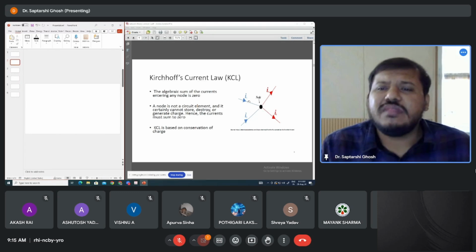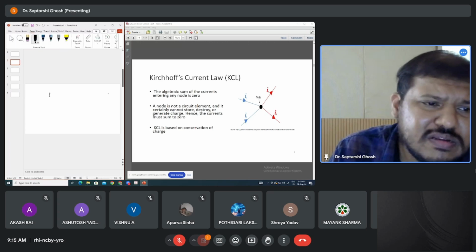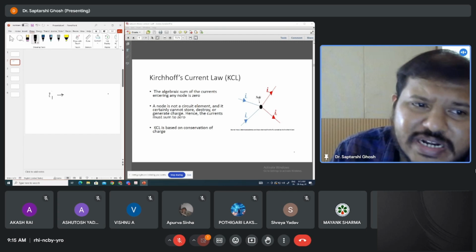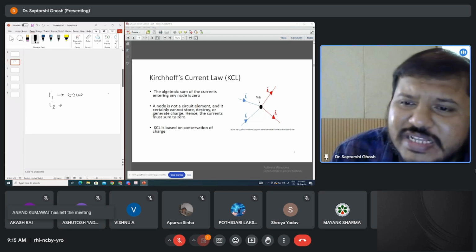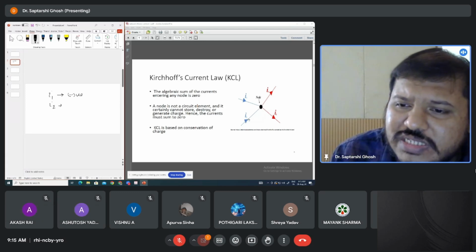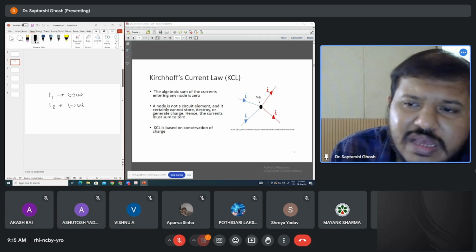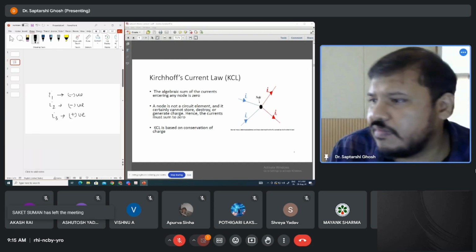We will use the same convention. I1 is entering the node. If it is entering, we will consider it as negative. I2 is entering the node. See the arrow on this side, that is entering the node. So again, this is negative. I3 is going away, so it is positive.